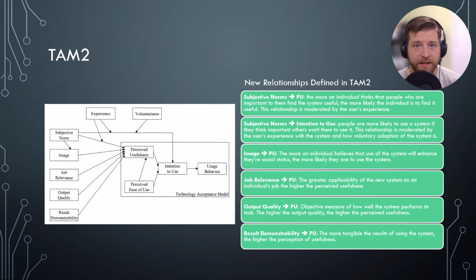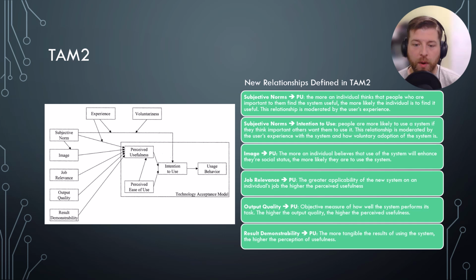How image affects perceived usefulness. In other words, the more an individual believes that use of the system will enhance their social status, the more likely they are to use the system. How job relevance influences perceived usefulness. In other words, the greater applicability of the new system on an individual's job, the higher the perceived usefulness.